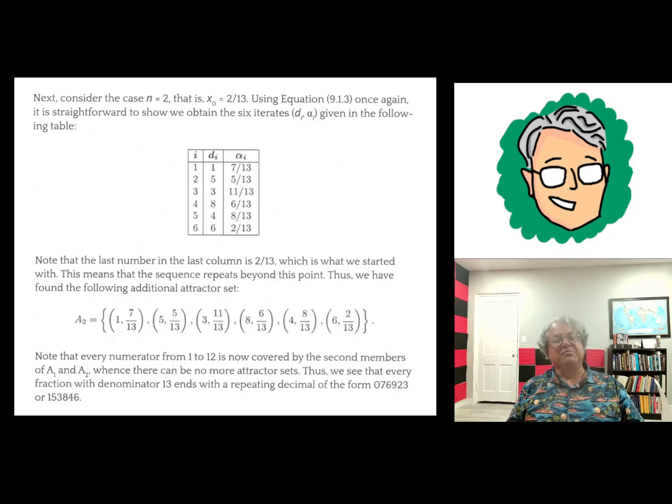I'm not going to go through all the steps here, but once again, you get a cycle of length 6. So you end up getting 2 cycles of length 6, and your second cycle is this one: 1, comma 7/13, 5, comma 5/13, 3, comma 11/13, 8, comma 6/13, 4, comma 8/13, I think, and then 6, comma 2/13. 2/13 was what we started with. So then we're going to get a repetition. I think you kind of see how that works. So this particular example with a denominator of 13 gives you exactly 2 cycles of length 6. Those are the attractor sets for this dynamical system.